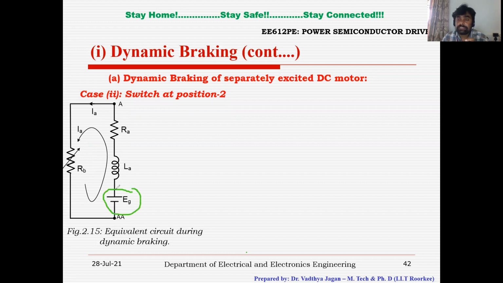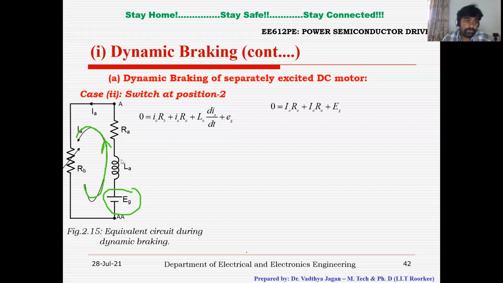Now in this electrical equivalent circuit, the source is the back EMF, which is there in the armature terminal. So the current will flow because of this back EMF. Previously the current was flowing from A to A, drawing power from the supply. Now you can see the direction of current has changed. The current is flowing through the external resistance RB, now from top to bottom instead of bottom to top.